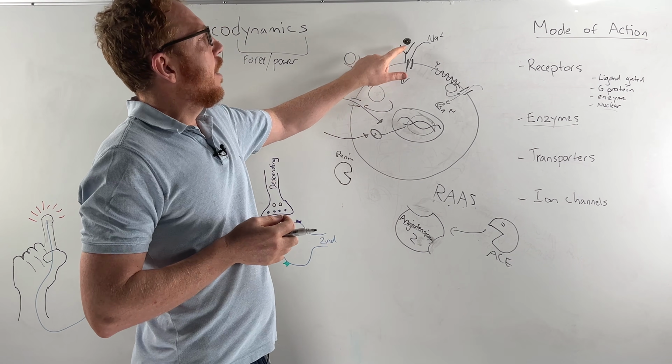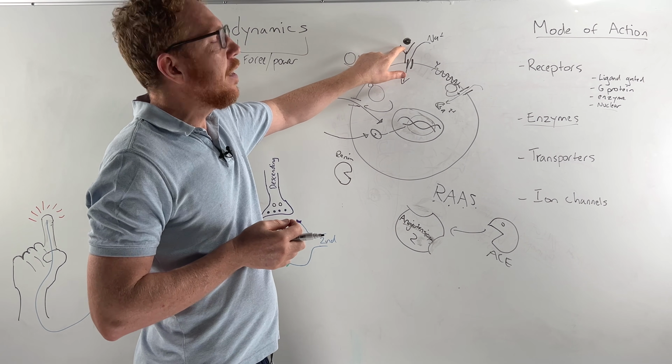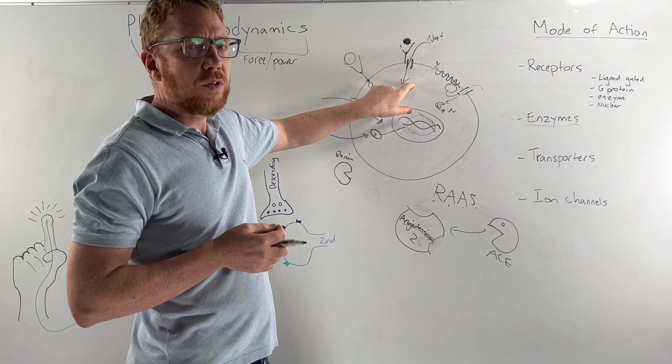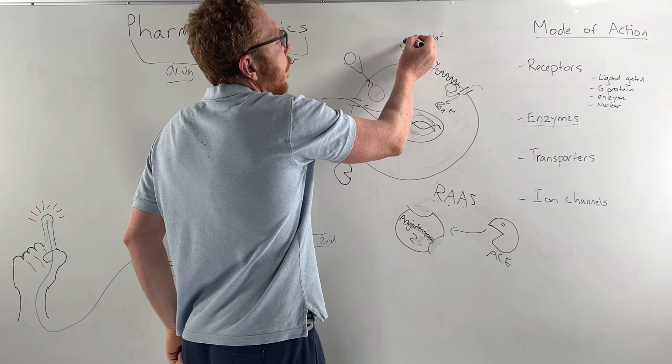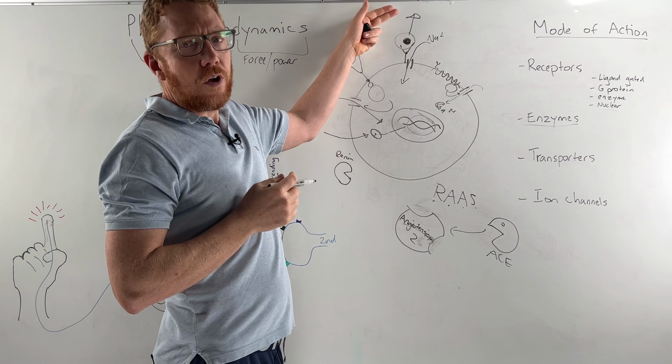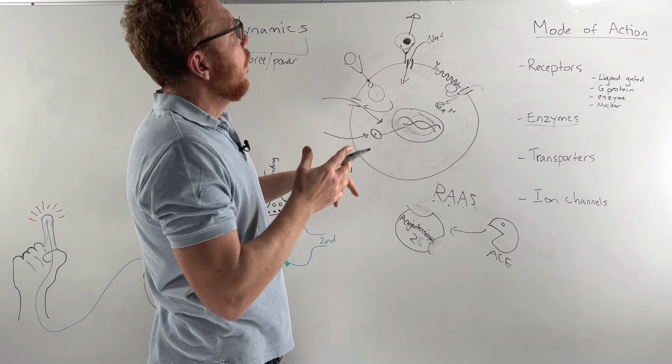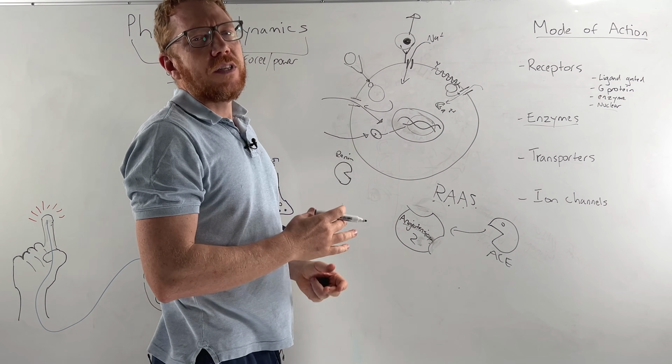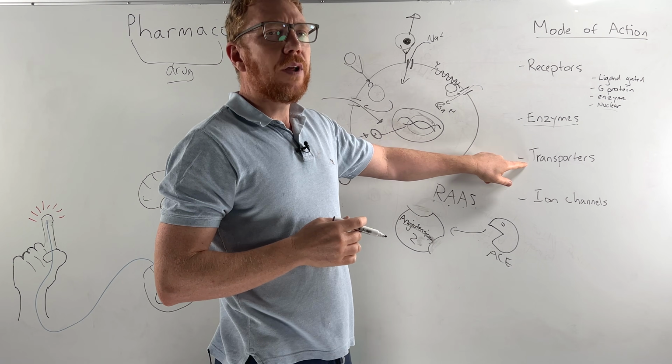So if we looked at nicotine, nicotine binds to its receptor and causes a response in the cell. But if you wanted to transport that nicotine back up into the first neuron, where it's released from, you transport it back up into the cell. This is done by a transporter.